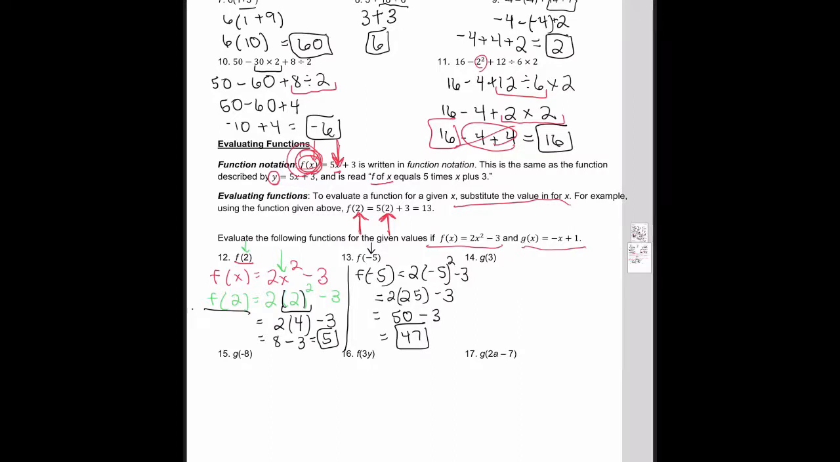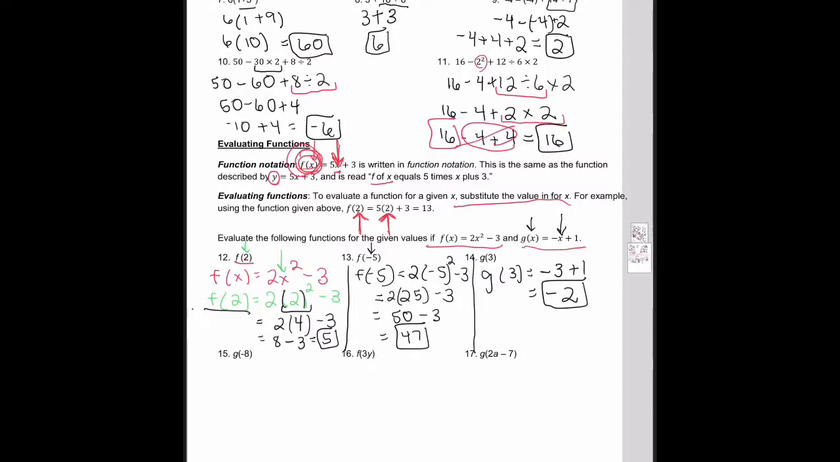All right. Number 14, now notice it says g, so we're going to be working with our g of x function. Where x once was, we are now going to replace that with a 3. So g of 3 equals, the negative sign in front of the x stays the same. All you're doing is replacing the x and the x alone. Okay, so instead of writing this x, I'm just going to write the 3. Everything else is the same. All right, -3 plus 1 is going to give us -2.